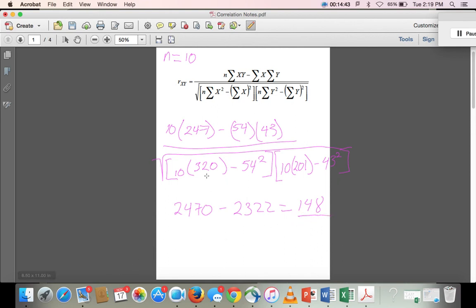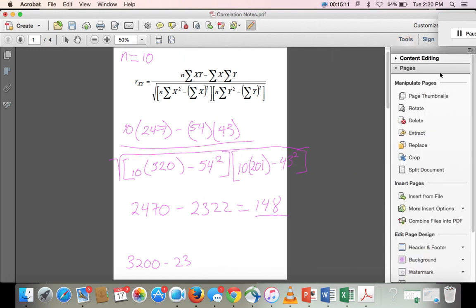So now let's work with what's in brackets. 10 times 320 is going to equal 3,200 minus 2,300, which is going to be 54 squared. So 54 squared is going to be equal to 2,916. Sorry, I made a mistake right there. You see, that's why I wanted to double check my math. So let me just erase that really quickly here for you.